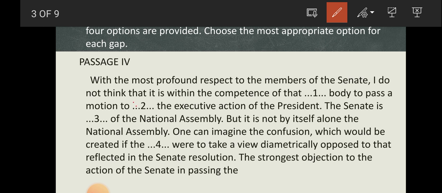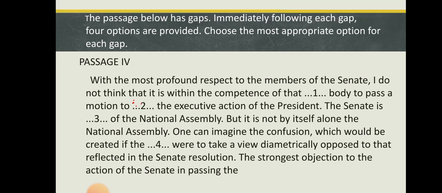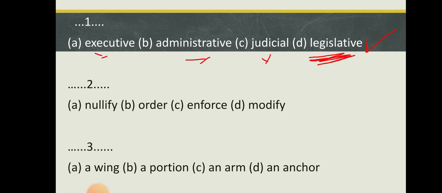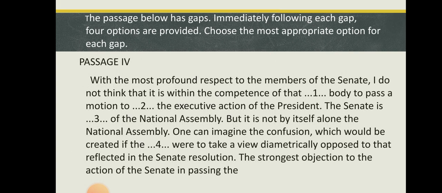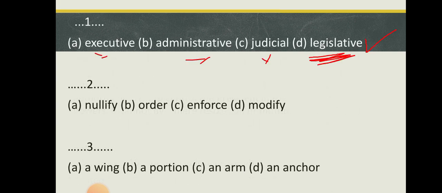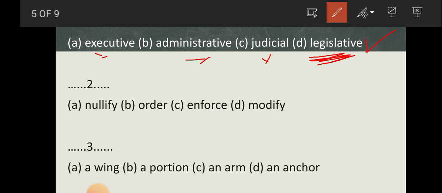You check that option, that word that can suit here, so that when that word suits here, if you are making that statement, that word can match this statement here. I don't know if you're getting what I'm saying. That word can match here, that's another way of getting it right too. So now if we look here, to pass a motion to dash the executive action of the president: number 1 says nullify the executive action, modify the executive action of the president, no. Enforce the executive action of the president, no. Order the executive action of the president, no.